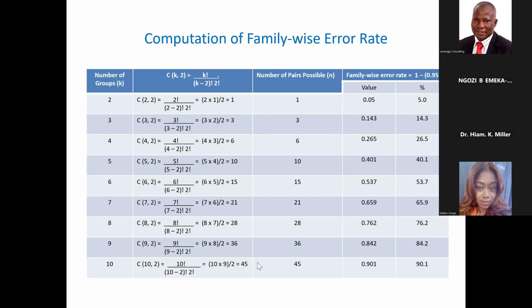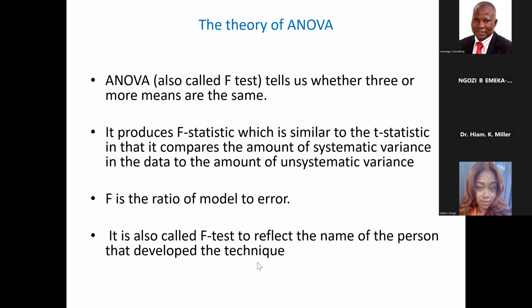Which is dangerous. So because of this logic, the intelligent people now said, well, it's not possible, it doesn't make sense. They came out with this idea of ANOVA. This ANOVA is also called the F test. It tells us whether 3 or more means are the same.